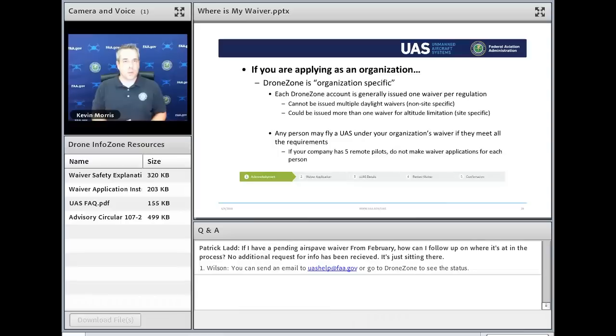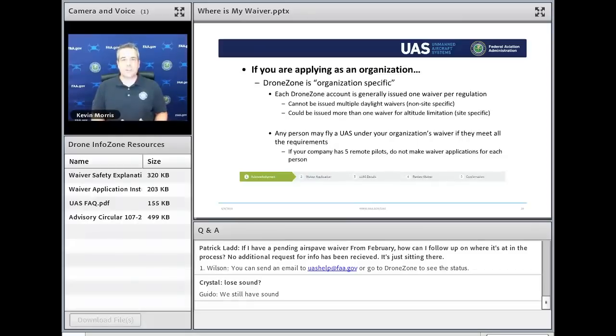However, if you look at the sub-bullet points there, you can see the second bullet point, we may need to issue more than one waiver per regulation per Drone Zone account, for example, for altitude. If you're requesting an altitude limitation, you want to fly above 400 feet, that would be a waiver request that's going to be specific to a location. But conversely, if you're looking to fly at night and you're requesting a daylight waiver, you're not going to be issued multiple daylight waivers because generally speaking, daylight waivers are not site specific.